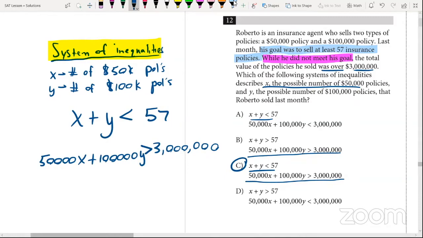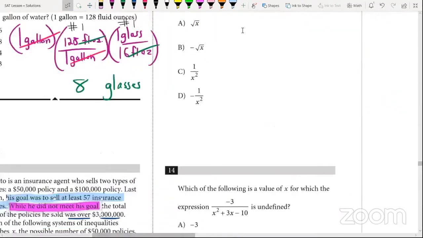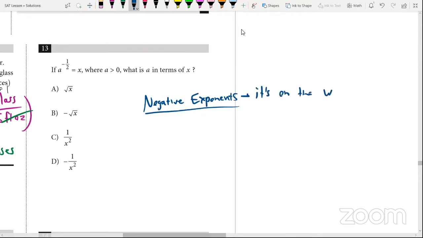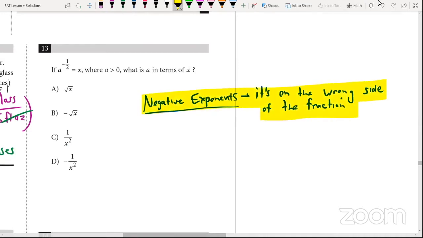Let's go ahead and go now to number 13. Okay, number 13 gets at the idea of what is a negative exponent. Negative exponents mean that whatever has the negative exponent is on the wrong side of the fraction in terms of numerator and denominator. So a couple of quick examples of that.